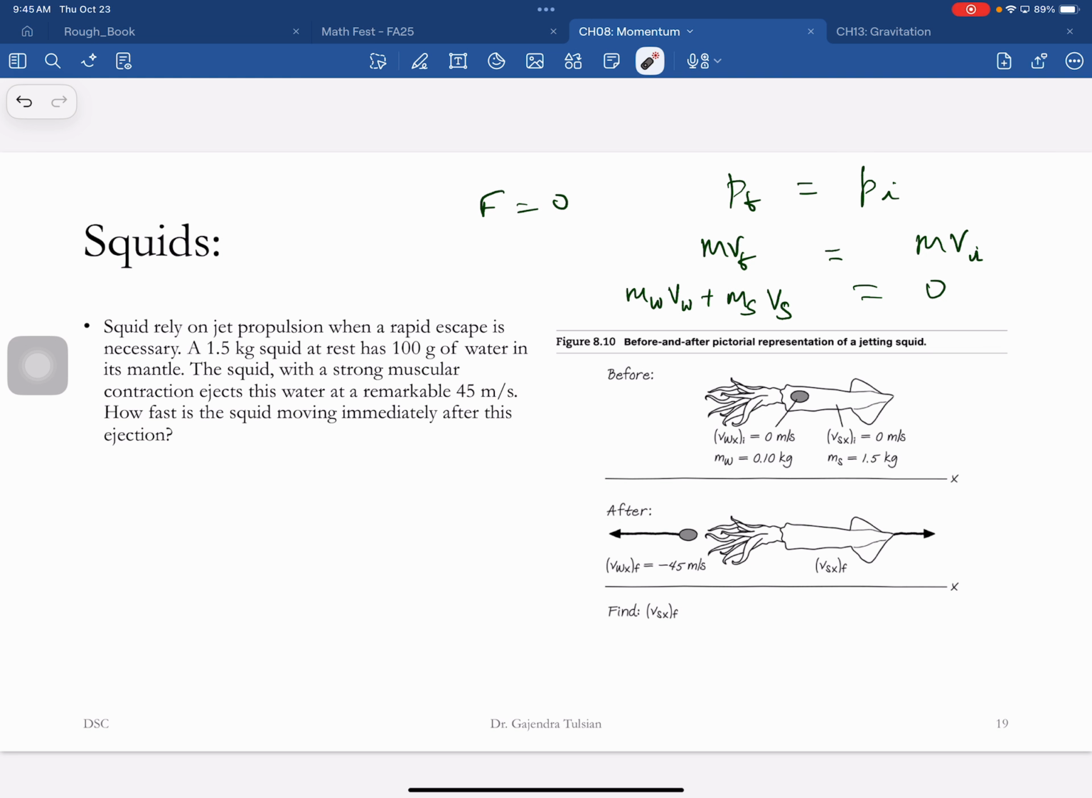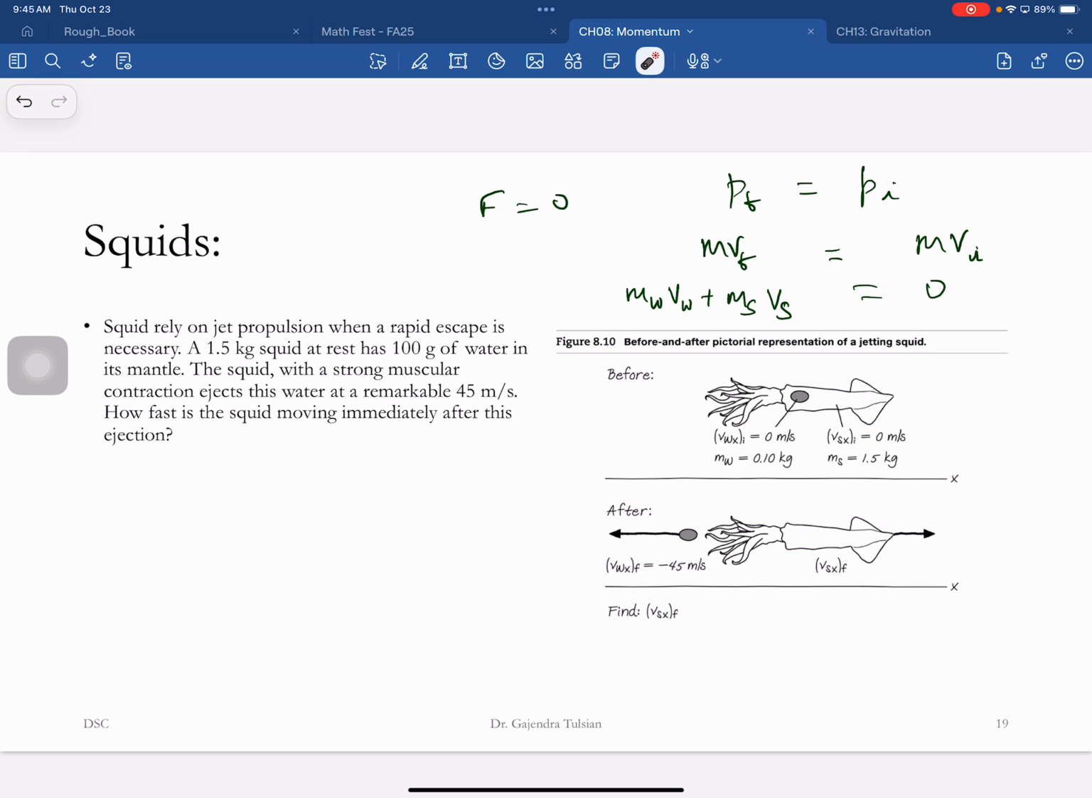Why is it called conservation? Because before the event, which is the squirting of the water, the momentum is 0, and after the squirting of the water, the total momentum is 0.